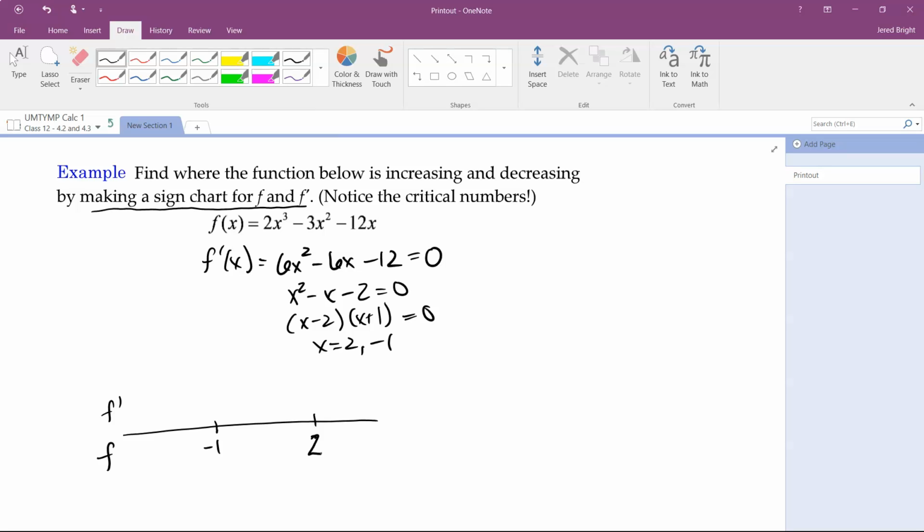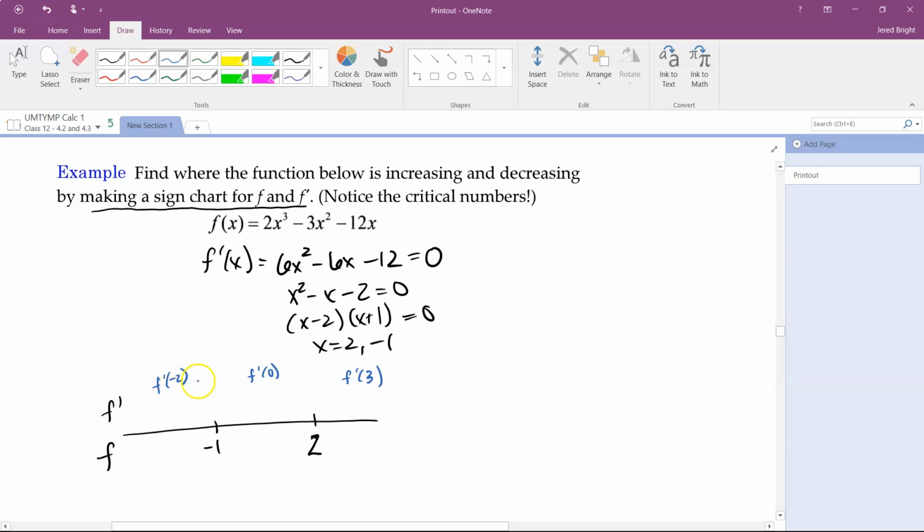Now what I'm going to do is, from each interval, take a sample value. In the first interval, maybe f prime of negative 2. In the second interval, I'm going to look at f prime of 0, and then f prime of 3 in the last interval. What I want to know is, in each of these regions, using that test point, do I get a positive or negative value?